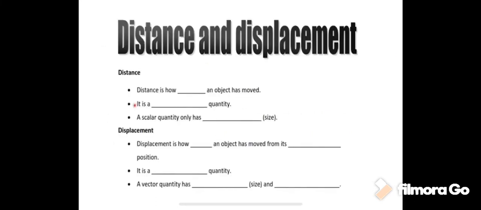So second we have distance and displacement. Distance is how far an object has moved. It is a scalar quantity. A scalar quantity only has magnitude, which means size. Second, displacement is how far an object has moved from its original position. It is a vector quantity. A vector quantity has a magnitude, size, and direction.